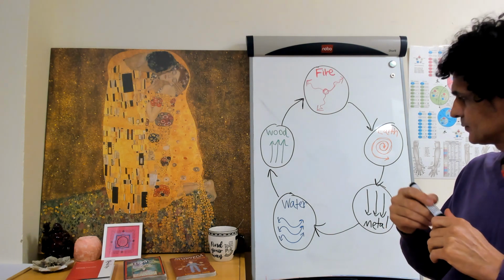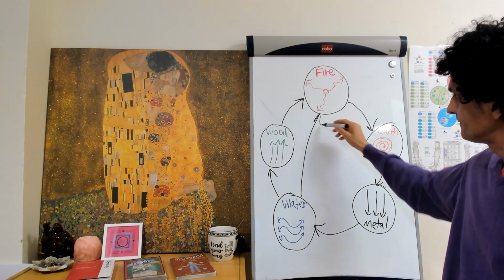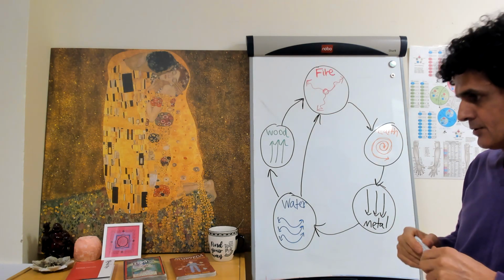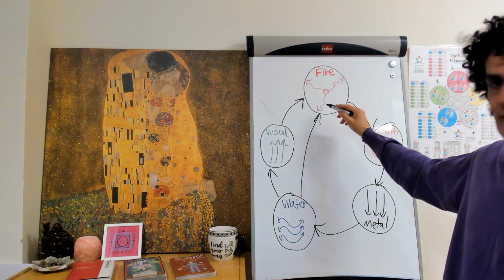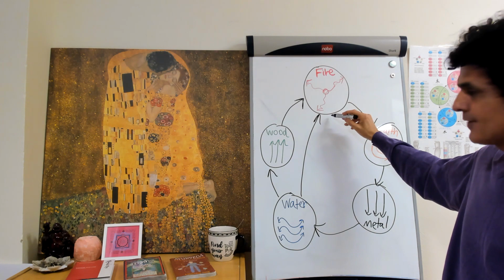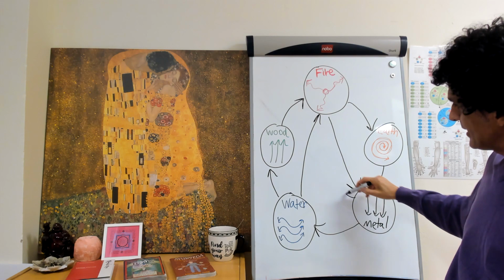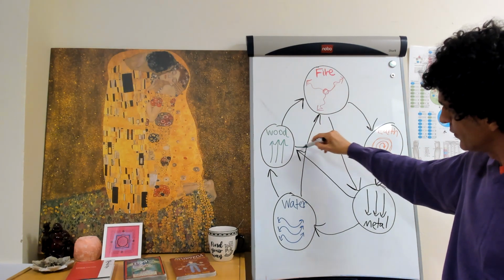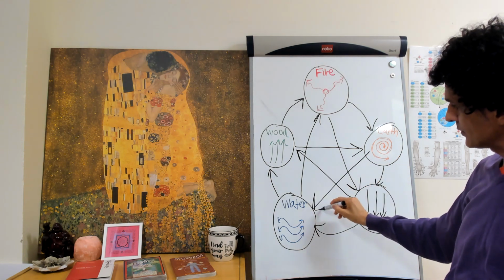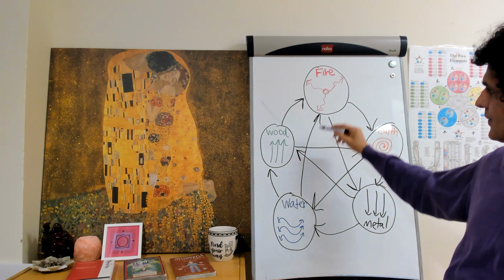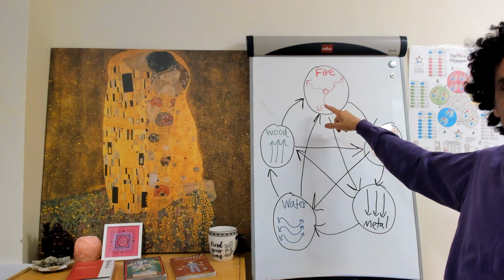So let's say that the water controlling the fire, you see here, I can do it in a different color, doesn't matter. The water controlling the fire, and the fire controlling the metal, and the metal controlling the wood, and the wood controlling the earth, and the earth controlling the water, where we started from. You see here? So it's very interesting. So let's start from the water. The water controls the fire.